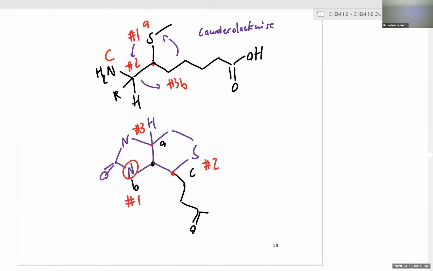A gets number 3. So if we draw an arrow going from our highest to our lowest priority group, my question to all of you, are we moving clockwise or counterclockwise? Exactly right, we're moving counterclockwise.